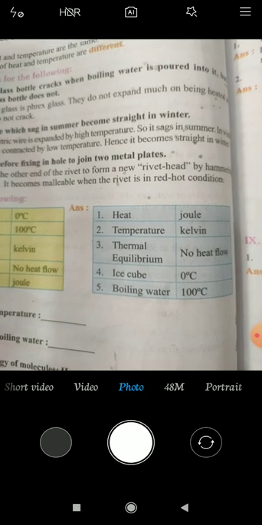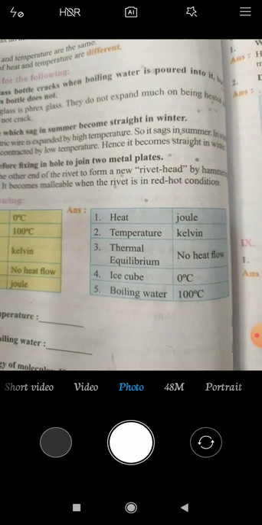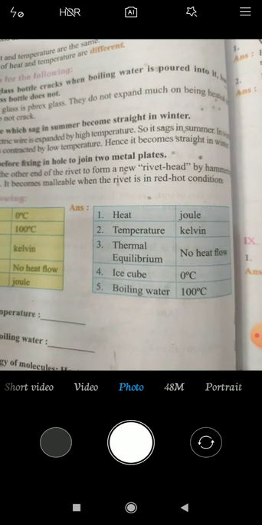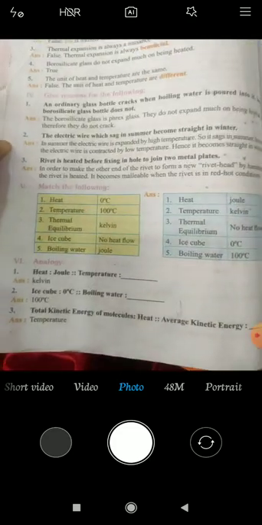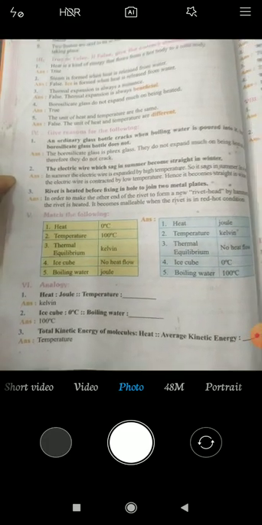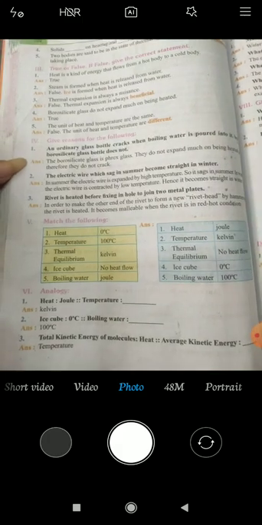Next, thermal equilibrium. No heat flow. Next, ice cube, 0 degree Celsius. Boiling water, 100 degree Celsius. Do you understand?